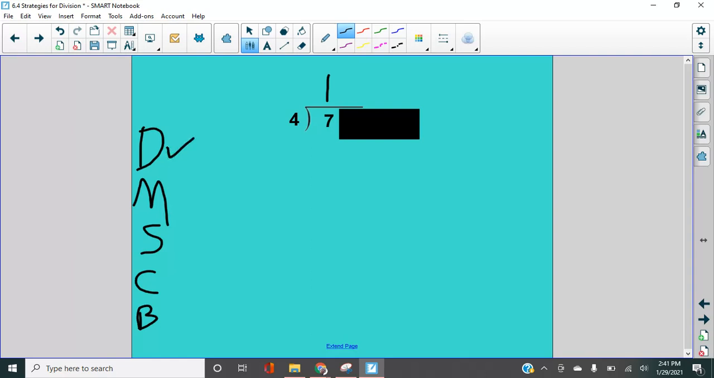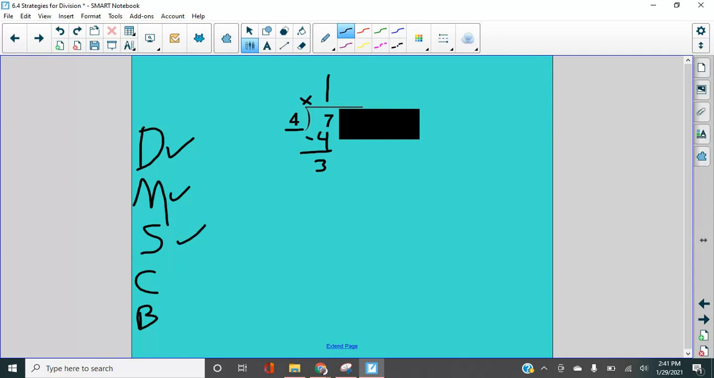So I just divided. Now I'm going to multiply. What am I going to multiply? I'm going to multiply the number I just wrote times what we have out here. 1 times 4. 1 times 4 equals 4. Write it down right there. So I divided. Now I multiplied. S stands for subtract. I can subtract these two numbers. They equal 3.